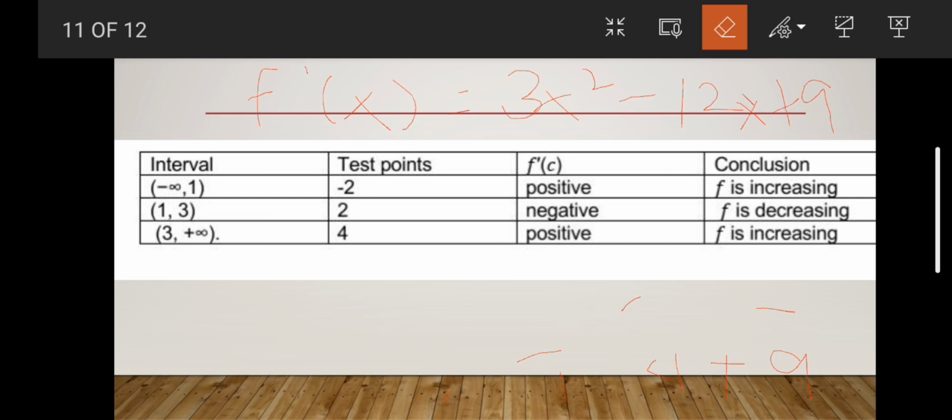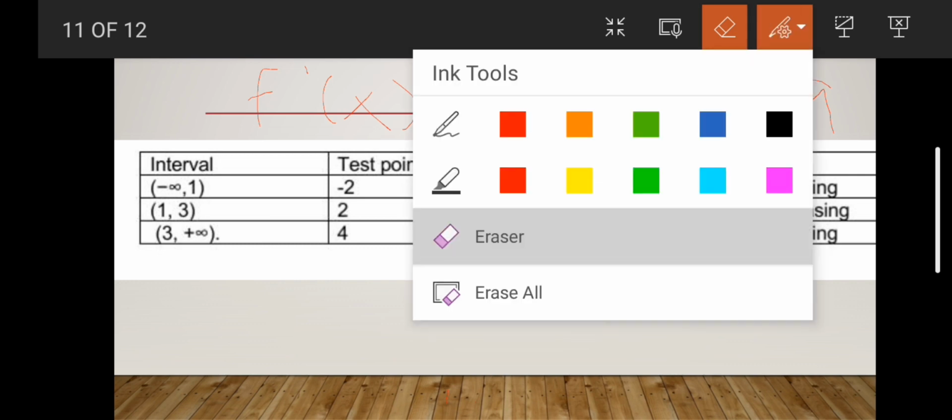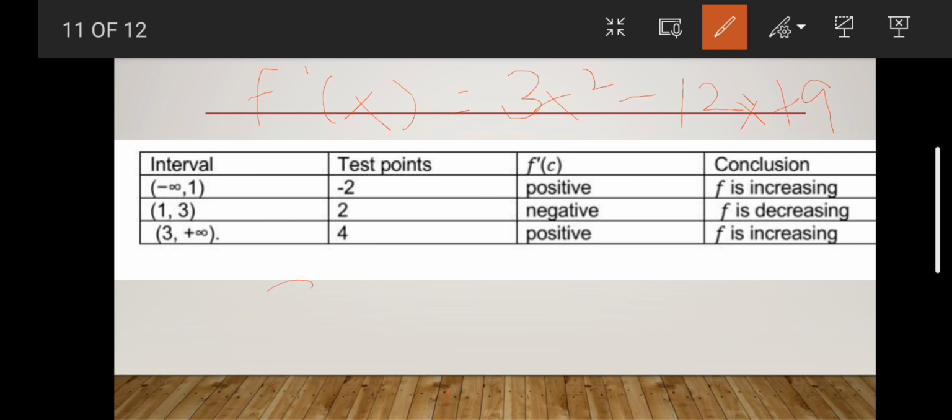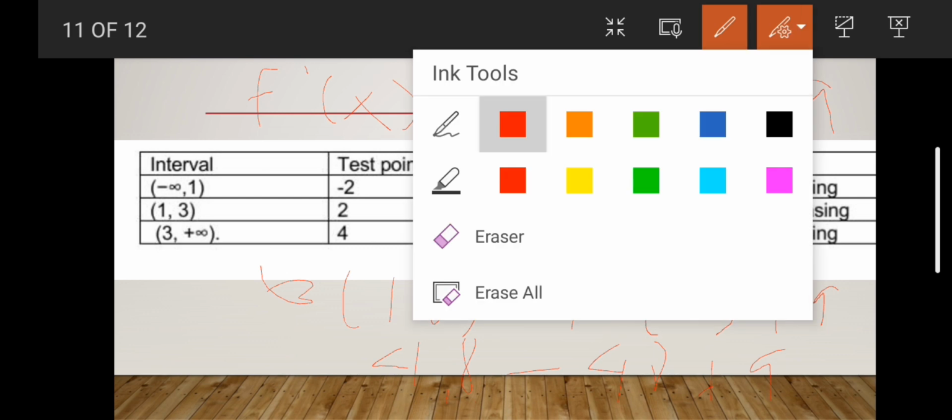And next we have the interval 3 to positive infinity with the test point 4. So we need to substitute 4 to our f prime x. Okay, we have here 3 times 4 squared, which is 16, minus 12 times 4 plus 9. We have here 3 times 16 is equal to 48. 12 times 4 is equal to 48, plus 9, so that gives us 0 plus 9, and our answer is positive 9. So f prime c is positive.